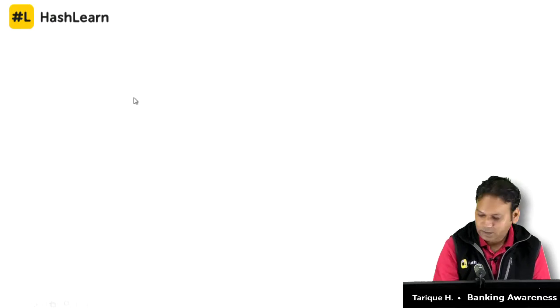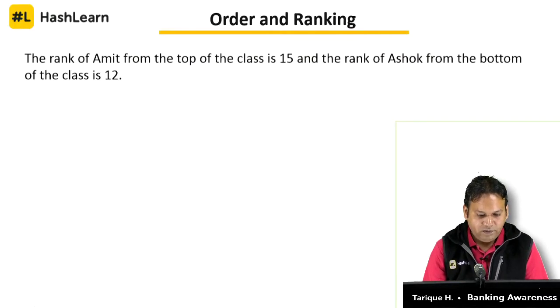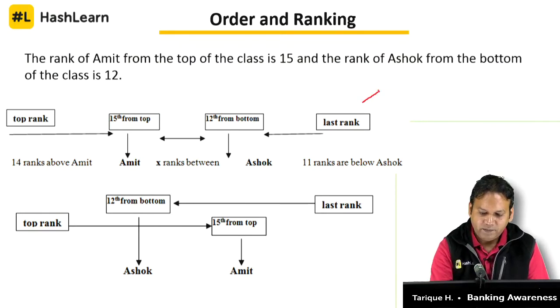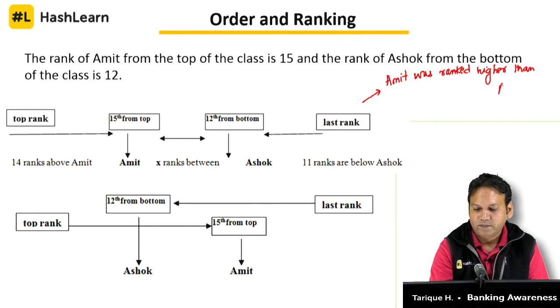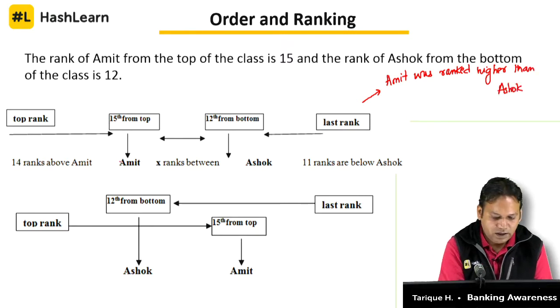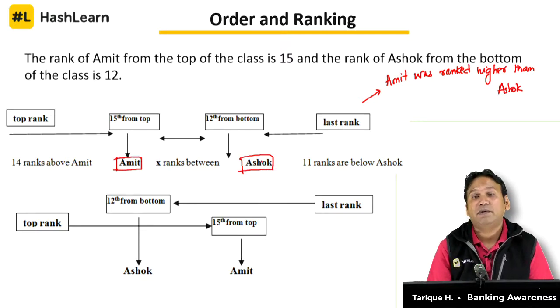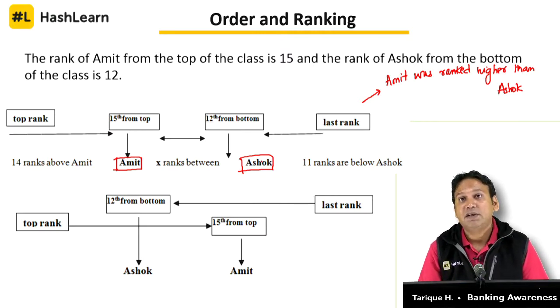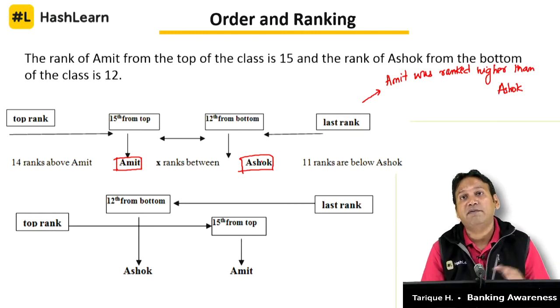Okay, one second. So we were talking about this case. There were two cases here. One case was when Amit was ranked higher than Ashok, you can clearly see here this is Amit and this is Ashok. Amit is ranked higher than Ashok. We don't know how many students are there in the class. First of all, that is one major thing here. We just know Amit's rank from the top is 15 and Ashok's rank from the bottom is 12.